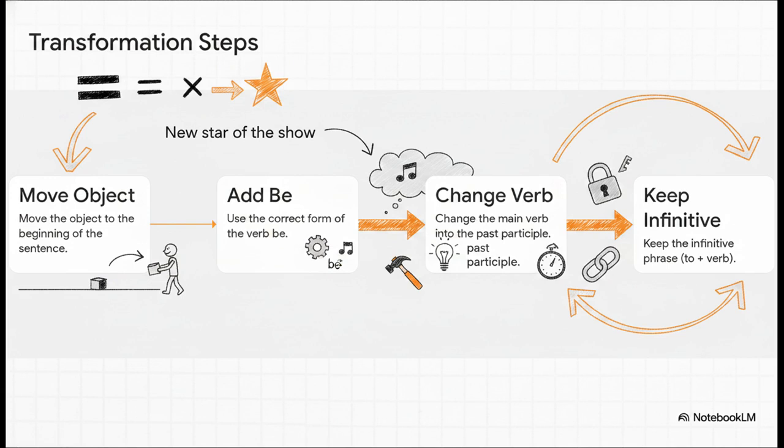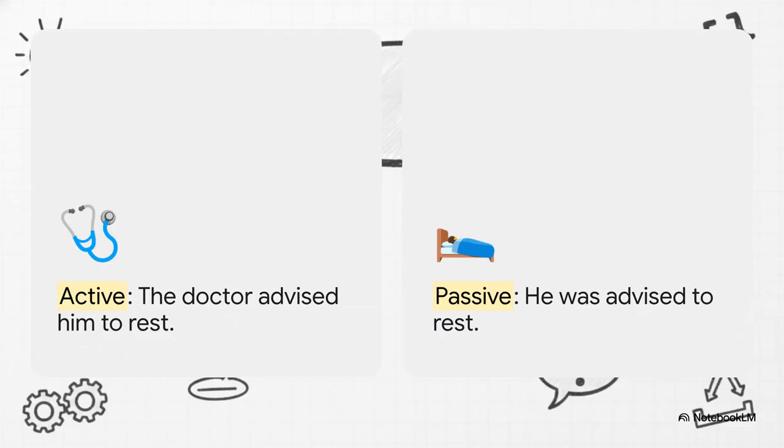Second, you drop in the correct form of the verb be. Third, you change your main command verb into the past participle. And fourth, you keep the infinitive phrase exactly as it is. Follow these 4 steps, and I promise you this logical system works every single time. And this brilliantly illustrates our 4-step formula in real time. Take the active sentence, "The doctor advised him to rest." Now let's apply the math.